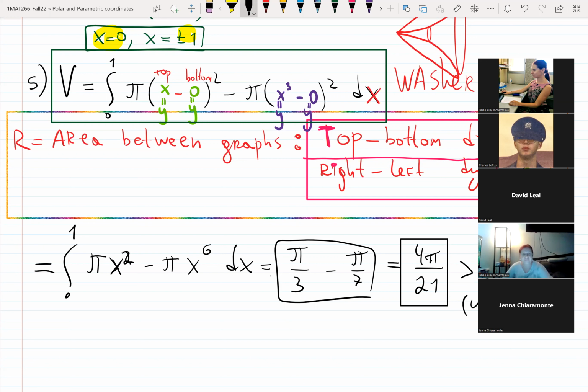Units cubed. What do you think about that? Questions, ideas, suggestions? So I actually have the same problem, but with the shell method. Can we do the shell method for this problem? Yes, we can. Let's do that. No questions, good. Part 2.